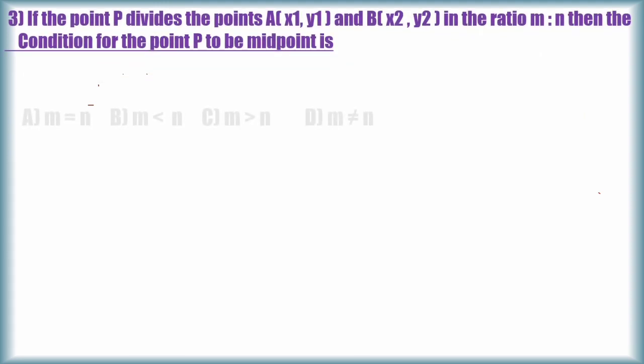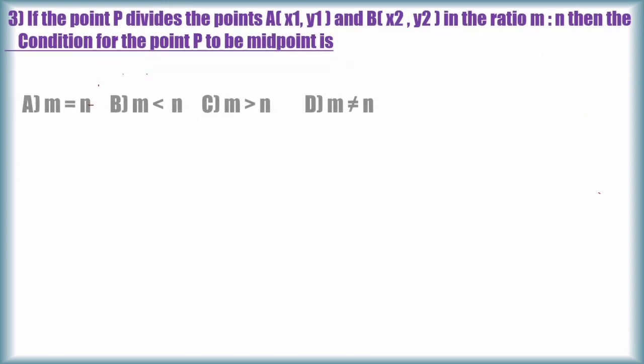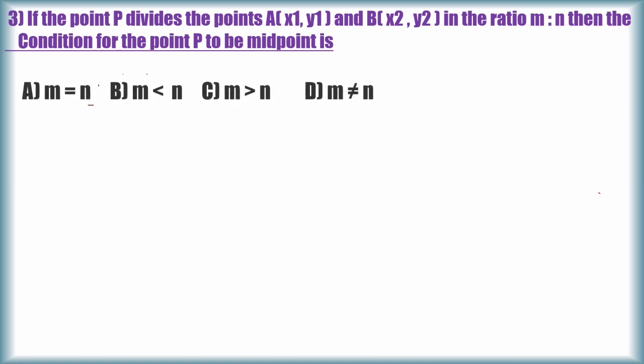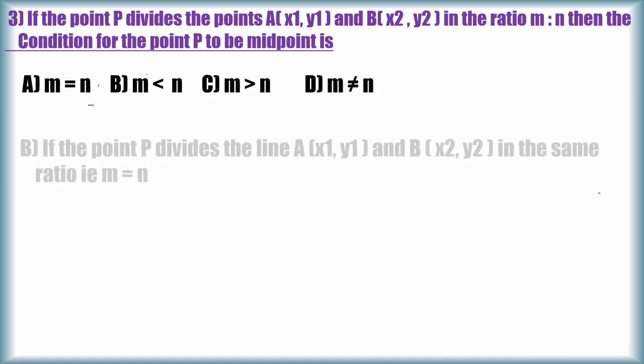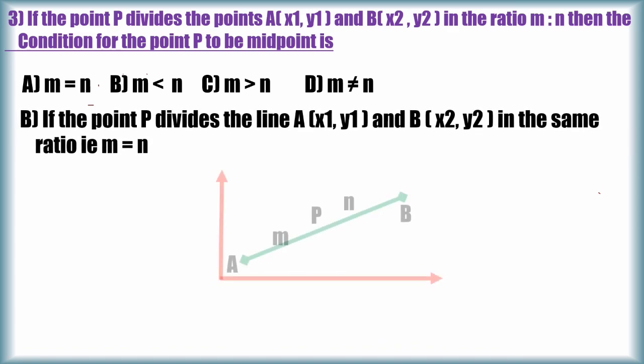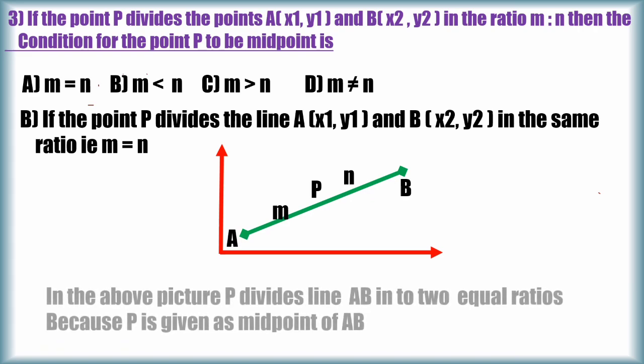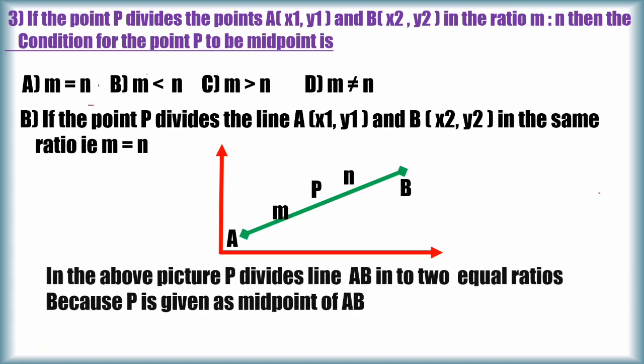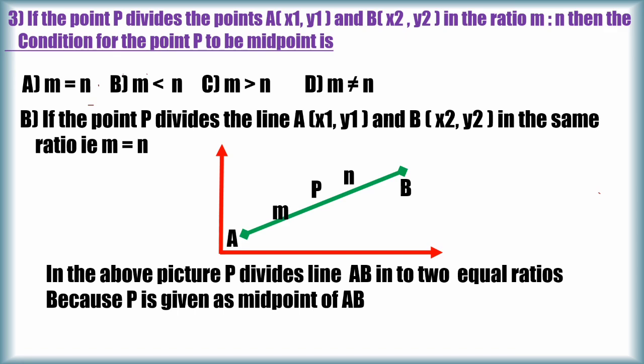If the point P divides the points A (x1, y1) and B (x2, y2) in the ratio m is to n, then the condition for the point P to be the midpoint is that P divides A and B in the same ratio, that is m equal to n. From the above picture, P divides AB into equal ratios. Because P is given as the midpoint of AB, the ratios are equal, that is m equal to n. So A is the answer. Then it is picked up as the correct answer.